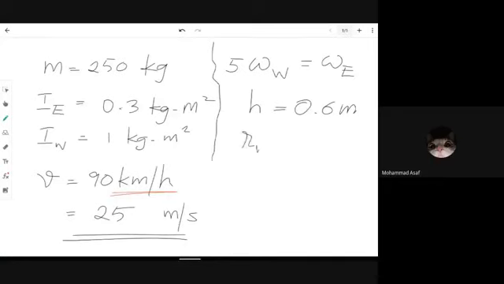It is RW. This is equal to 300 mm, so we should take it as 0.3 meters. Then the radius of turn is 50 meters. That means the radius of curvature, which is capital R, is given directly as 50 meters.